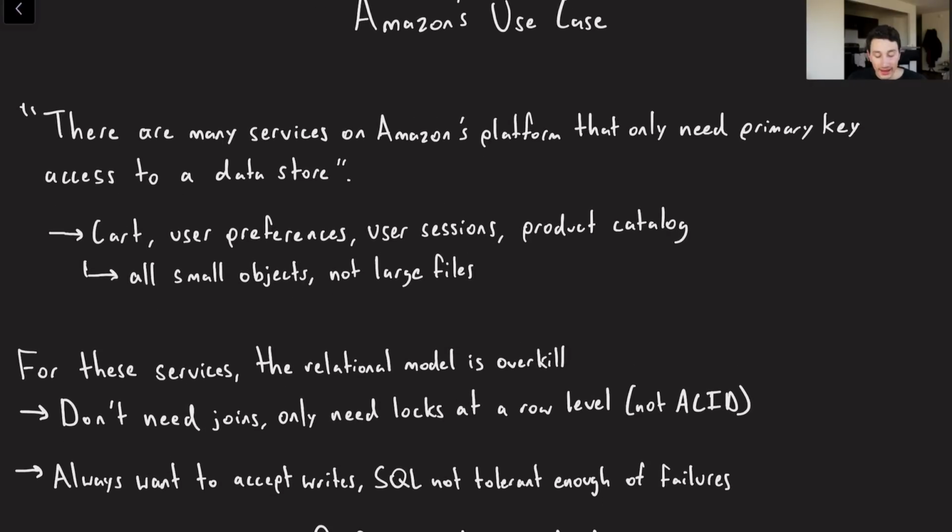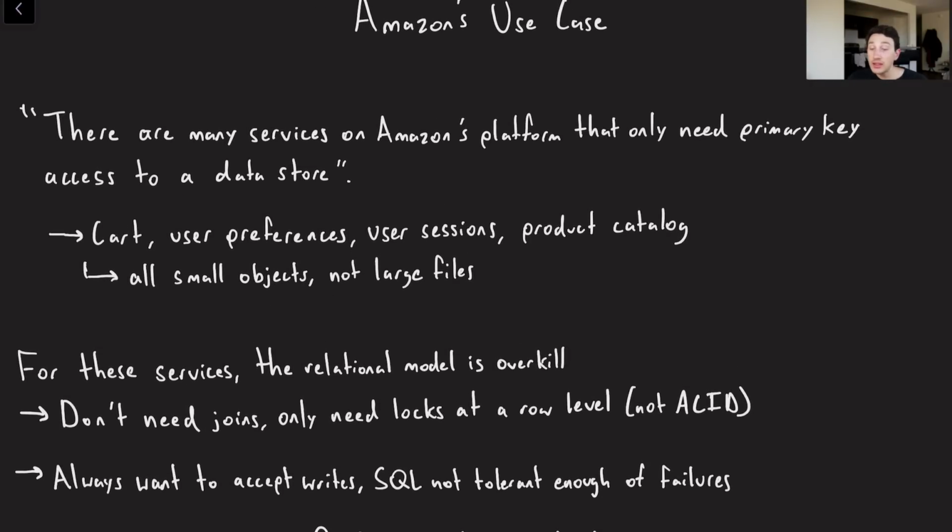Cool. So what is Amazon's actual use case? Because they do still use SQL plenty. If you work there, or if you've just used AWS, there are many, many SQL options. However, maybe SQL is not always going to be the best choice for a given job. So the case that Amazon is trying to optimize for here, which is very important, is data stores where you only need primary key access. No fancy queries, no joins, nothing like that.